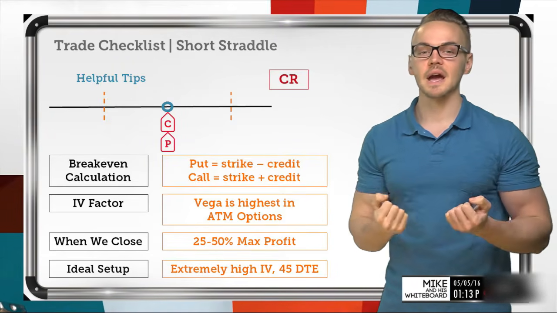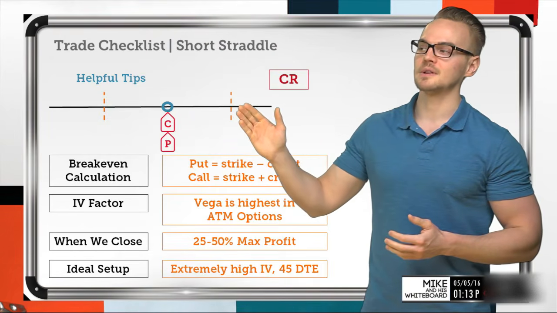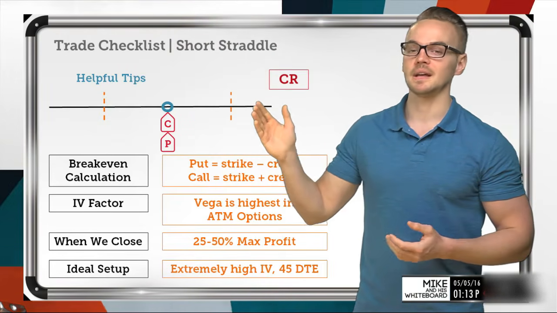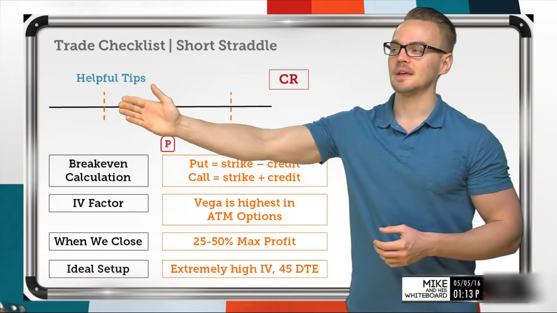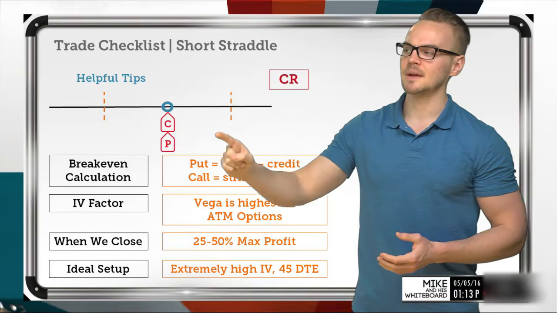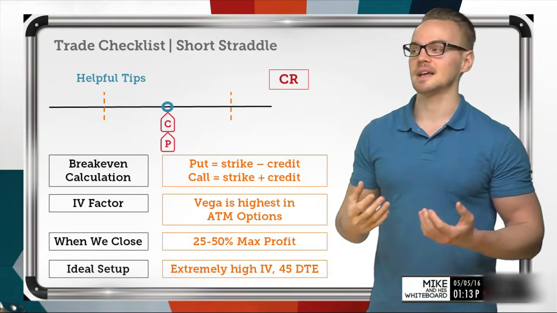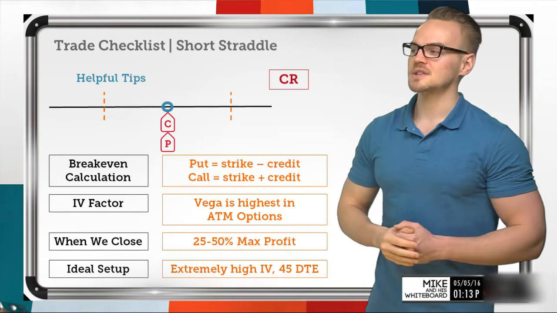especially when they contract, are going to affect these at the money options more than if I were trading a strangle, which would mean my options would be out of the money and they would have a lower Vega value. So when we're looking at this strategy, this one's going to be much more beneficial from an IV change standpoint. When we close this strategy, it's a little bit different.